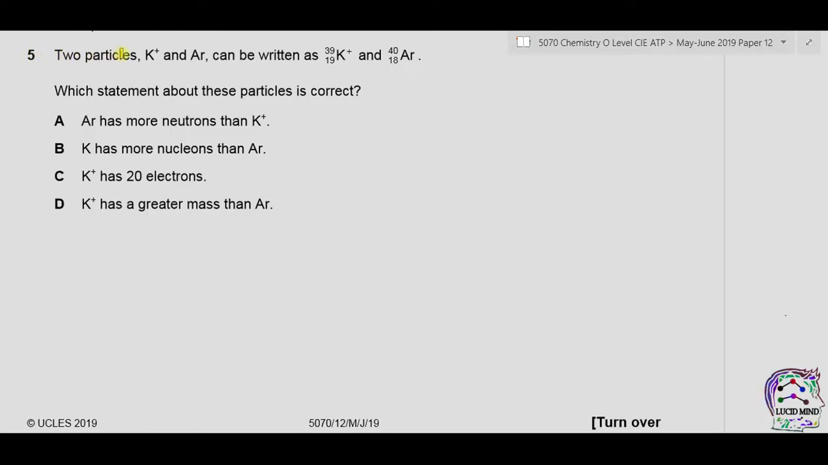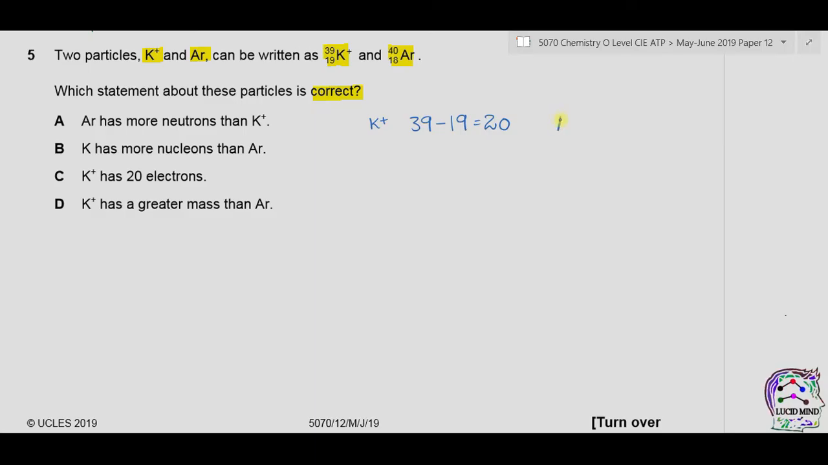Question number 5. 2 particles, K positive and argon, can be written as K positive 39, 19 and argon 40, 18. Which statement about these particles is correct? A. Argon has more neutrons than K positive. Let's find out the number of neutrons. Number of neutrons is nucleon number minus atomic number. For K plus, the nucleon number is 39 minus atomic number, which is 19. So the number of neutrons is equal to 20.